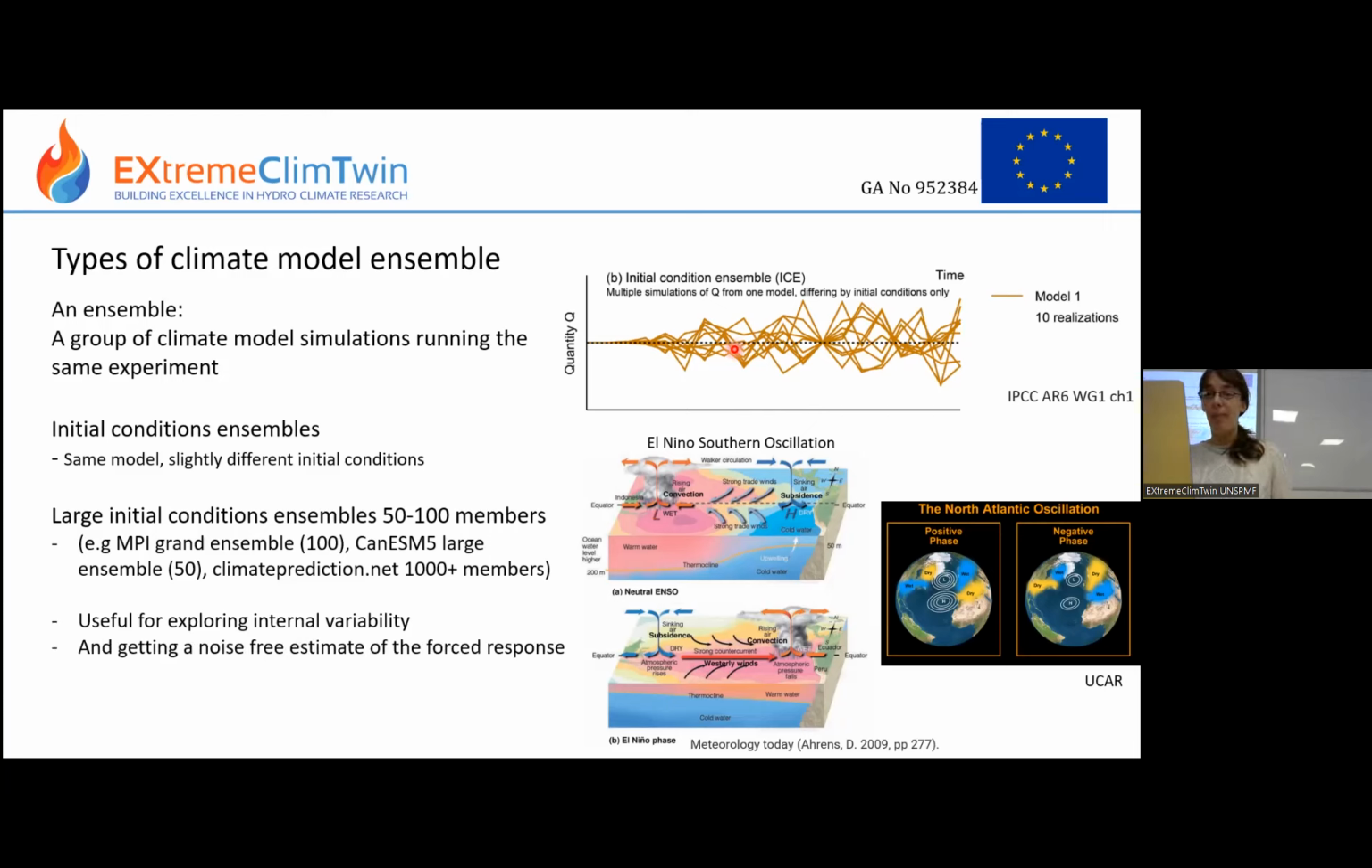But you can also average across all the different members, and that allows you to get a noise-free estimate, so the variability cancels out, and then you can see more clearly the response to greenhouse gases.